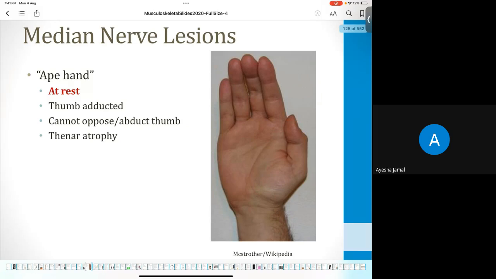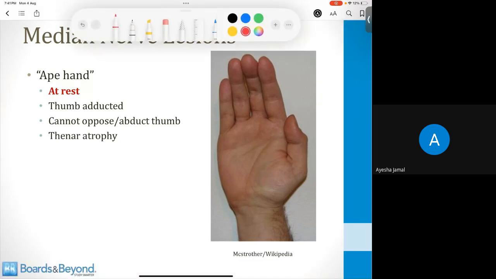You can see ape's hand. Why? Because here you have thenar atrophy, right? You have a flared hand here, right? And here you can see lumbricals function are gone. So we have flexion here and extension here. And abduction of your thumb, because median is gone, no abduction. So it's an ape hand at rest.